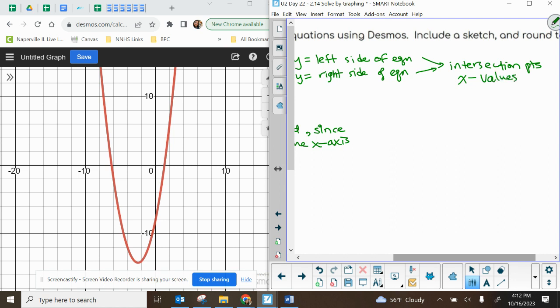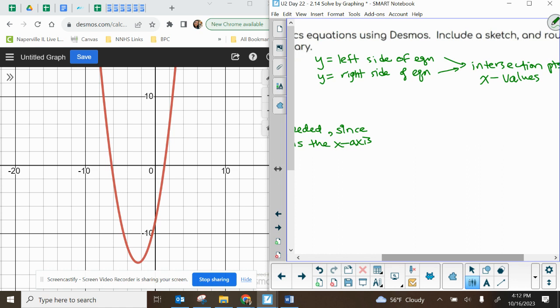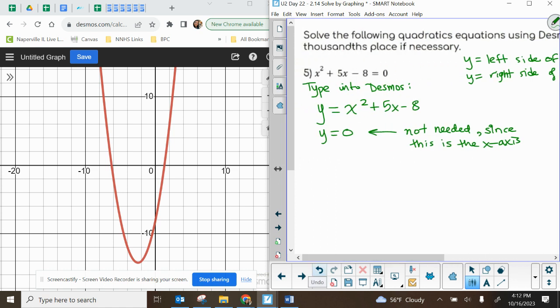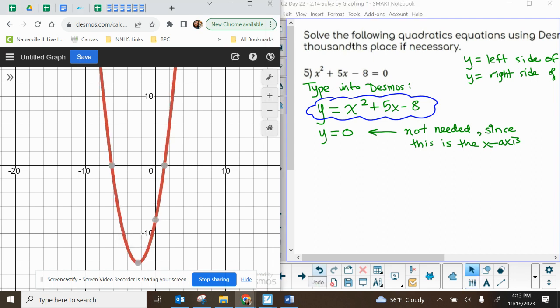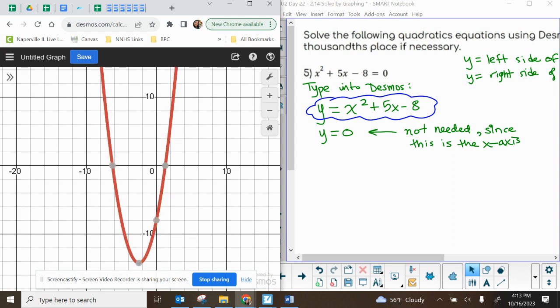Okay, so y equals left side, y equals the right side. Of course, when it's all set equal to zero, then I really don't need to do this. So I'm really just typing this equation into Desmos. I have typed this equation into Desmos, and I have my answer right here. And so when I click on Desmos, it tells me all my important points. But the points that are the most important are just those x-intercepts.